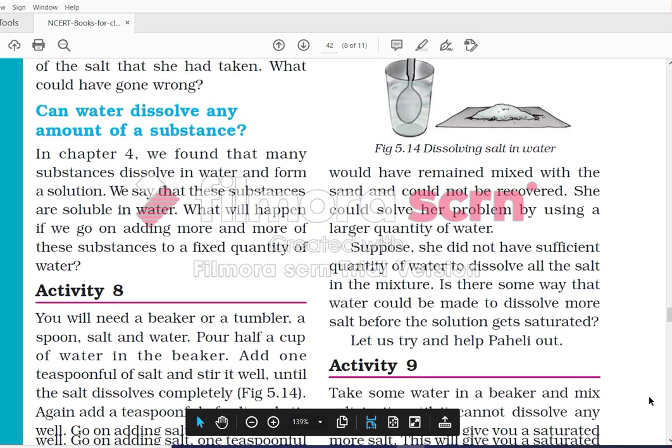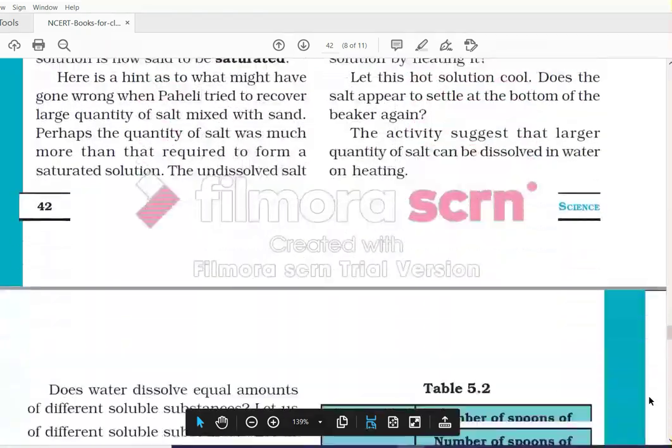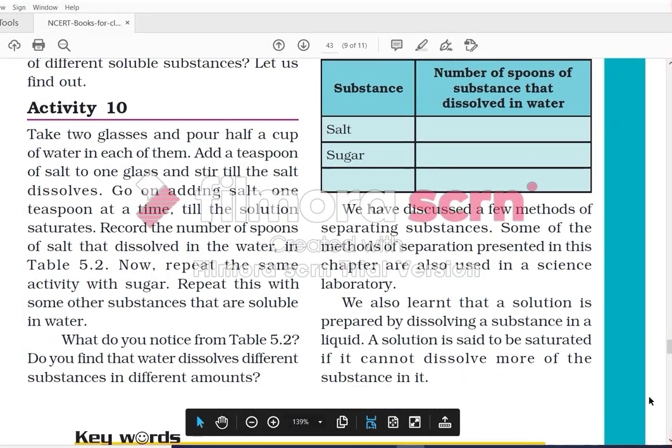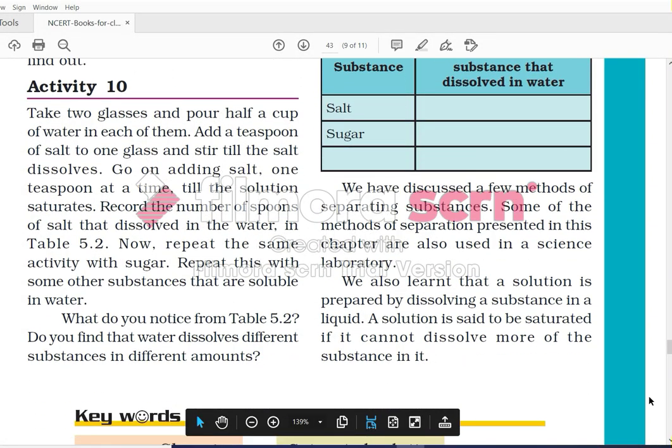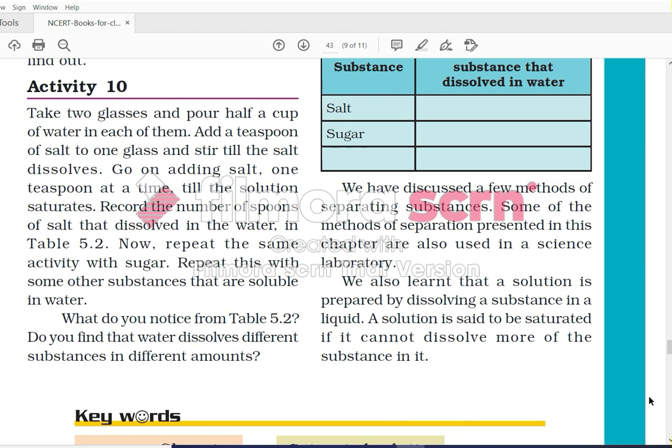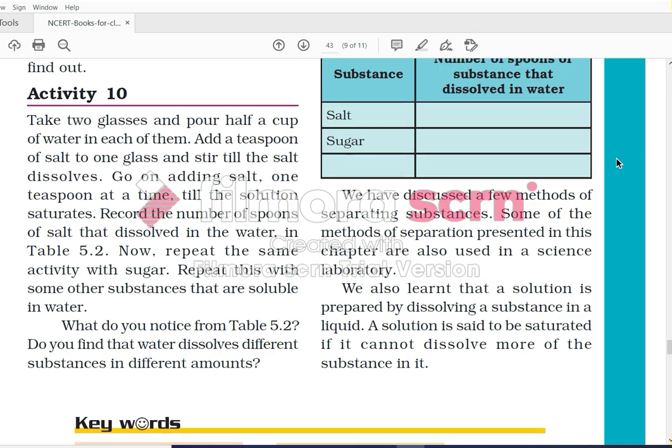Now we need to cover Activity 10. Take two glasses and pour half a cup of water in each of them. Add a teaspoon of salt to one glass and stir till the salt gets dissolved. Go on adding salt one teaspoon at a time till the solution is saturated. Record the number of spoons of salt dissolved in the water in Table 5.2. Now we need to write these recorded materials here, the substances dissolved in water and the number of spoons.